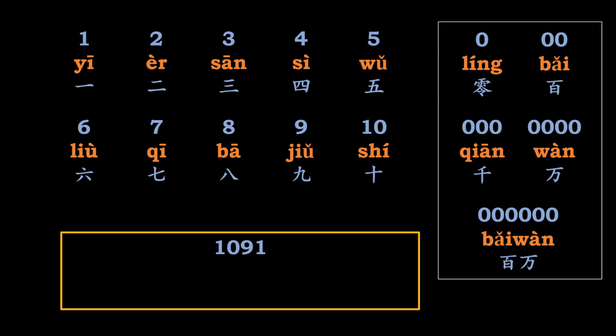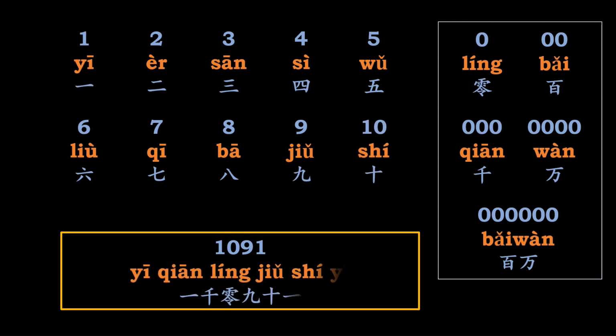1091. So the first thing to note is that there's a 0 between two digits other than another 0. So the rule is we must pronounce it. And then it's just a case of saying what we see. So we have 1,000, 0, 9 tens, and a 1. 1091. So that's how we say 1091.